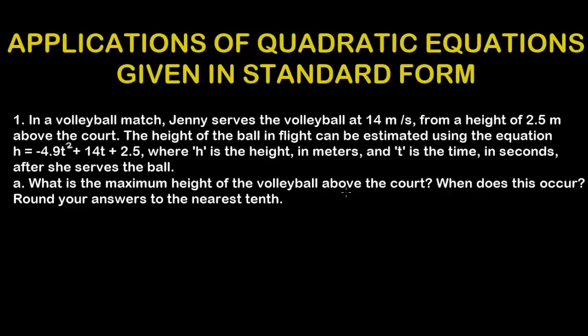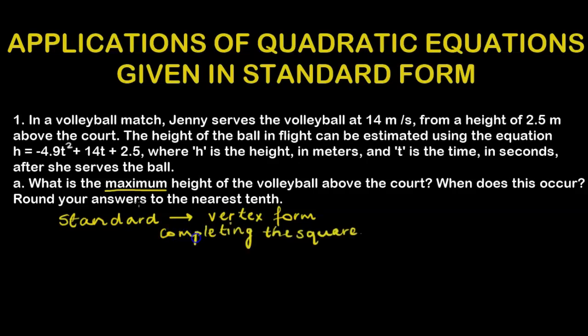When does this occur? Always remember, when the question wants us to find out max or min, then the best way to find out the answer is to turn the standard form to vertex form. And that we can do by completing the square. So as the question wants us to find the maximum height here, we would turn this equation into vertex form by completing the square. And let's see how to do that.